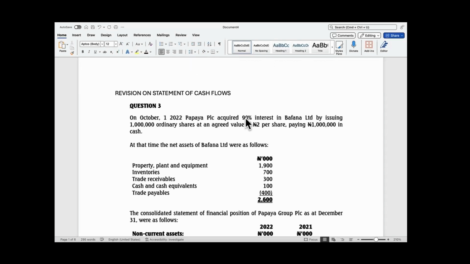This group cash flow is what question? It's question 3, same 2024. Yes.